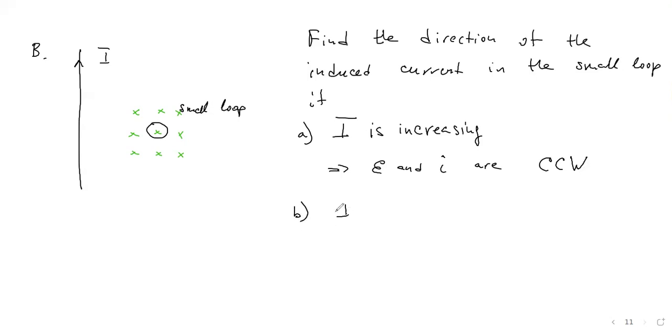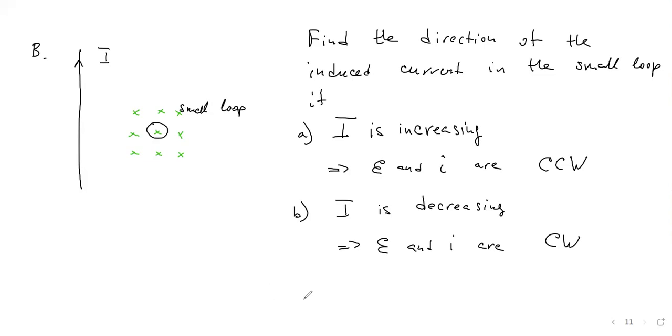B. What if my current is decreasing? It's the opposite, so clockwise. And how can we explain this? The external field is getting weaker. You're losing flux, basically. You want to support it, to bring it back to the original state. So your induced field will be into the page, so it can be generated only by a clockwise current.